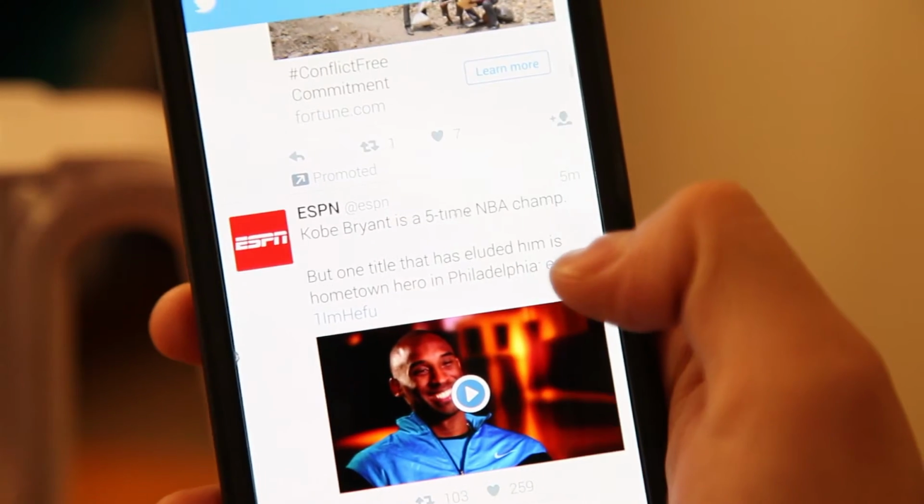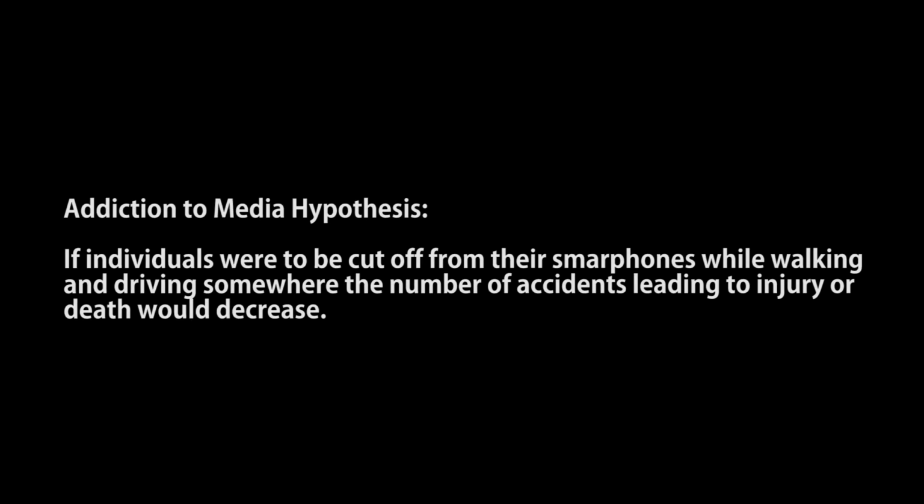For the addiction to media theory, the hypothesis would be that if individuals with smartphones were to never use their phones while walking or driving somewhere, the amount of accidents that would lead to death or injury would decrease.